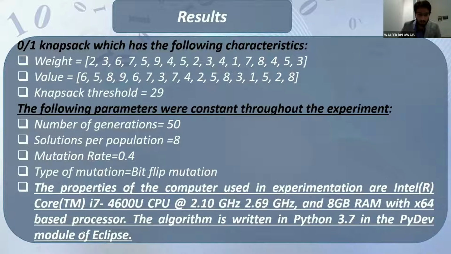And these are the properties of the workstation on which the experiment was done. The algorithm was written in Python 3.7. I think it was probably 6 months before, because 3.7 was the latest by then, and it was written in the PyDev module of the Eclipse IDE.